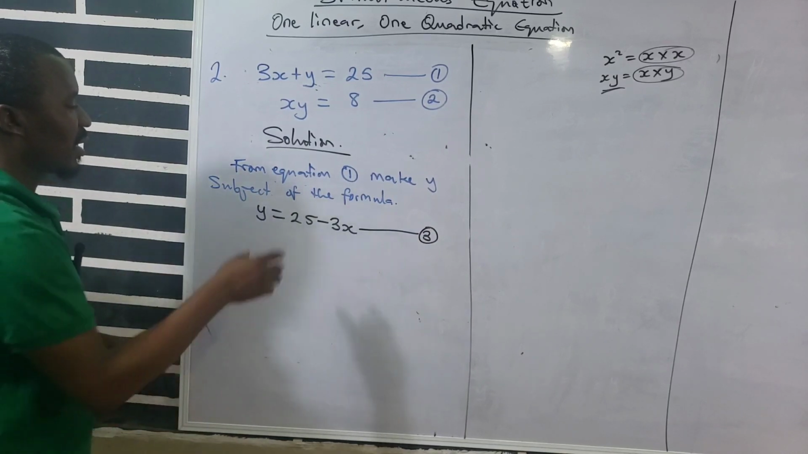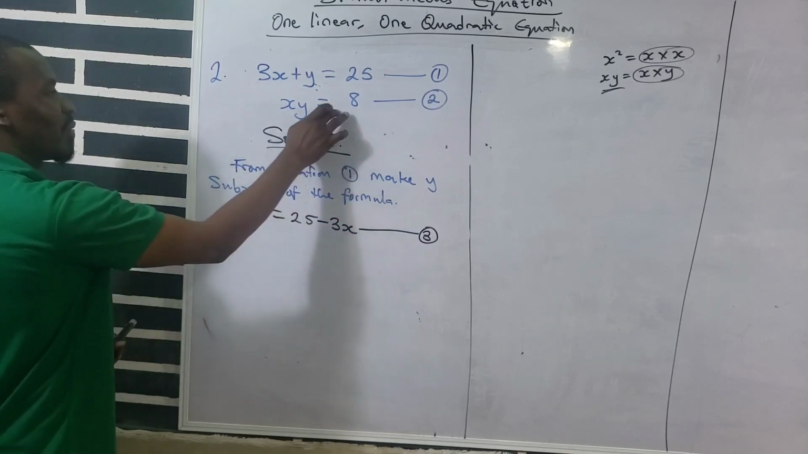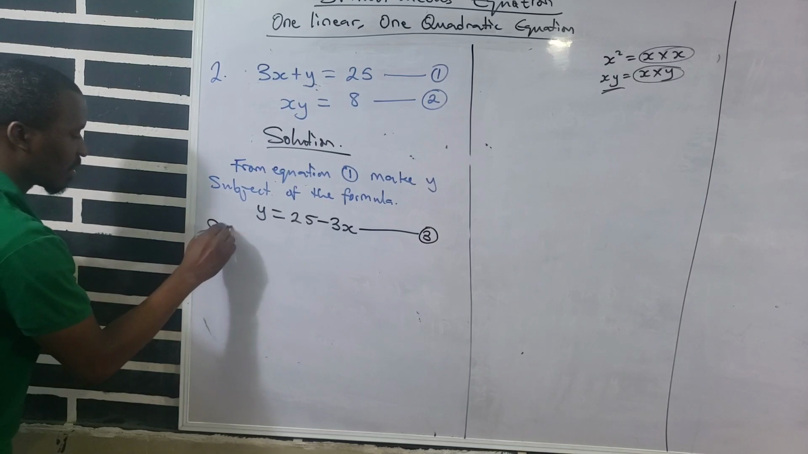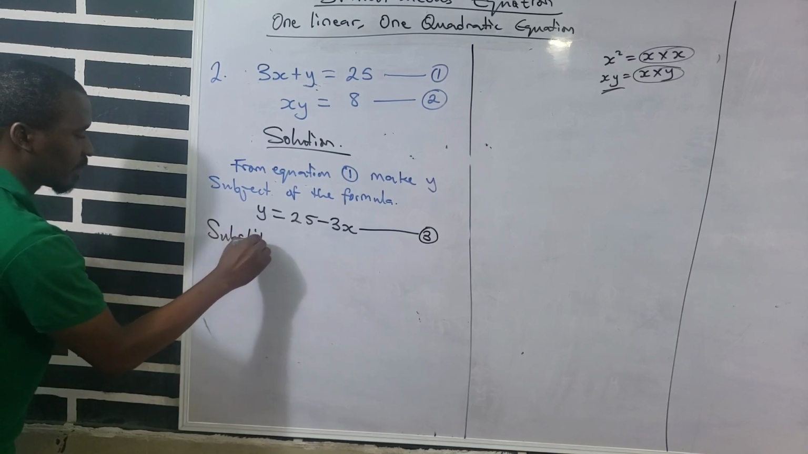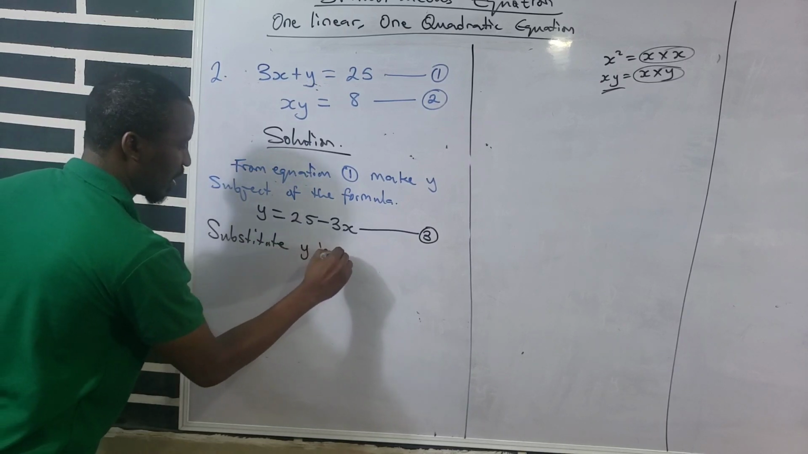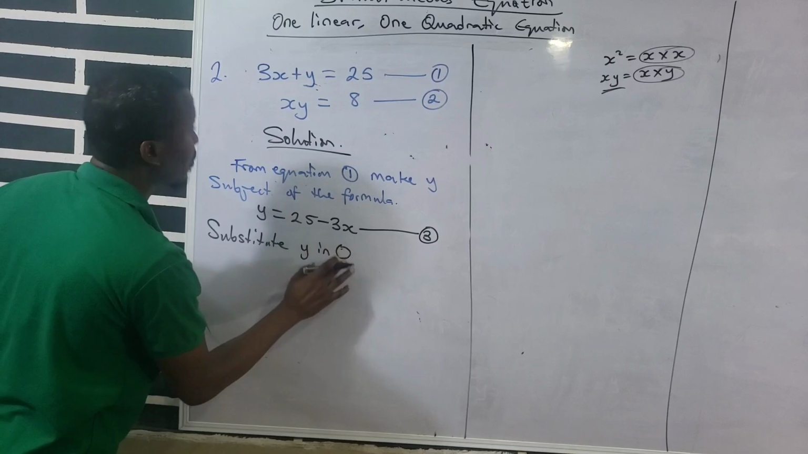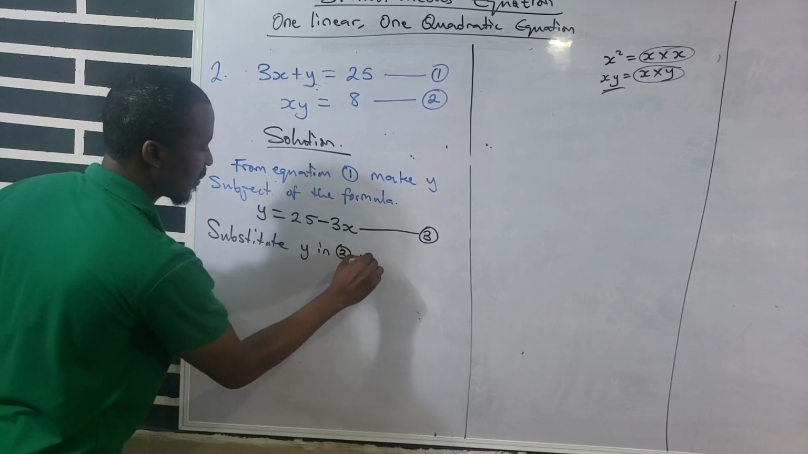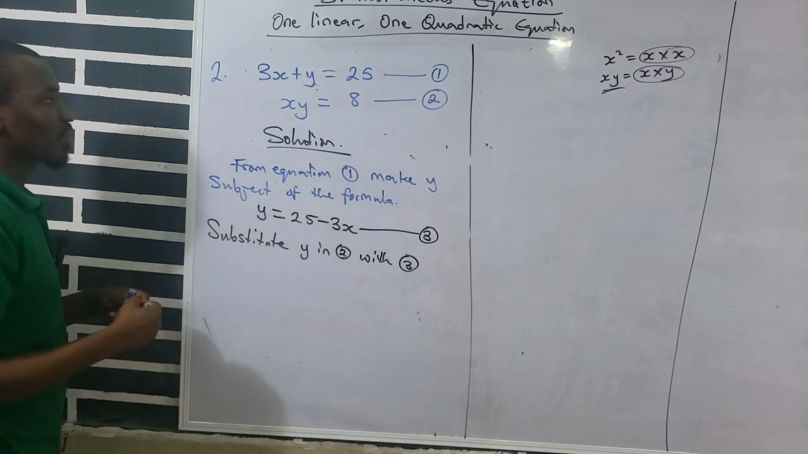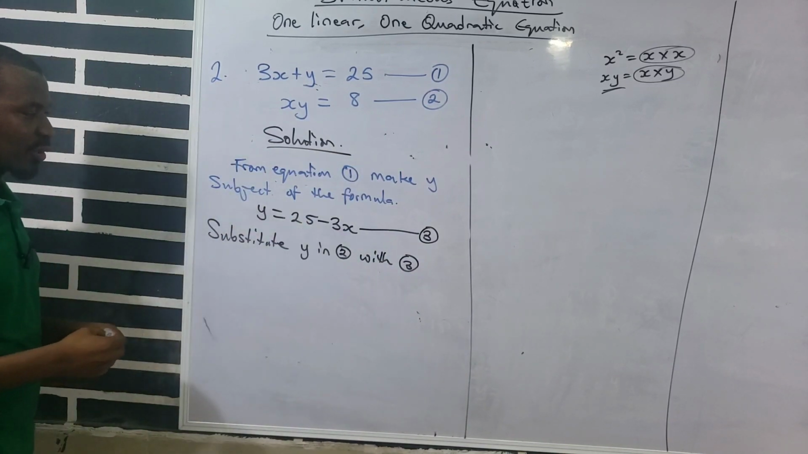What do we do next? You take equation 3, the value of y, and put it in the quadratic, which is equation 2. So substitute y in 2 with equation 3. So substitute y in 2 with what you have in equation 3.